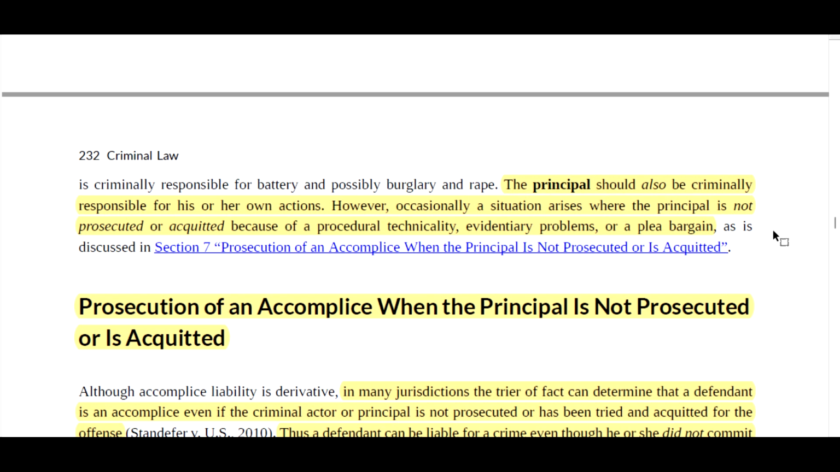This means that in theory, an individual who committed a crime could get away with the crime, be acquitted due to some kind of logistical issue, a procedural technicality, and an accomplice could be criminally charged for it despite not being the principal offender. So if you're thinking to yourself, how is that fair? Well, that's kind of the issue here.